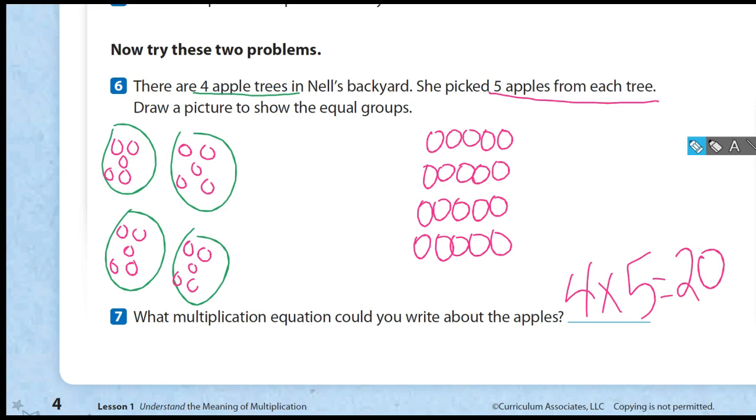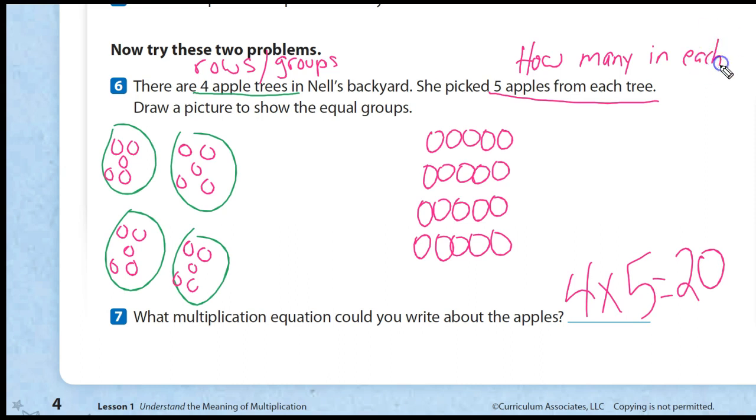The first number in a multiplication word problem tells you how many rows, or how many groups. The second number tells you how many in each group. How many in each row or group?